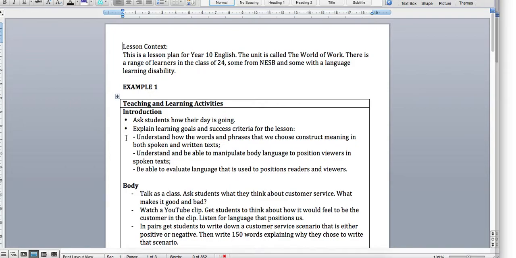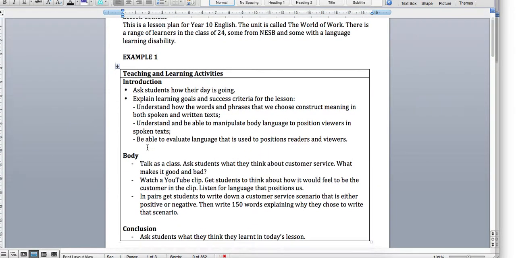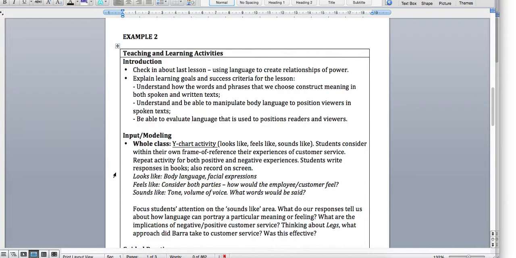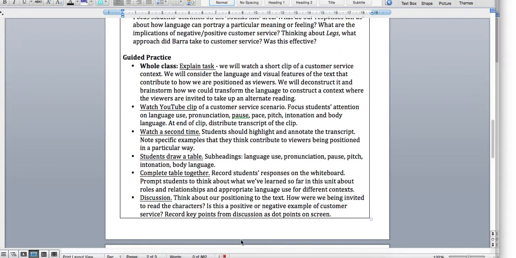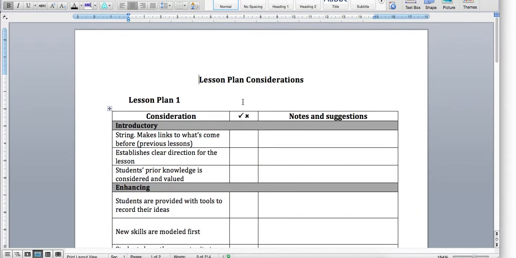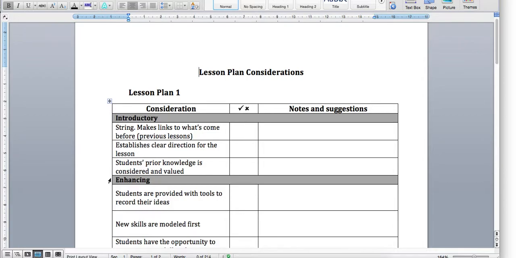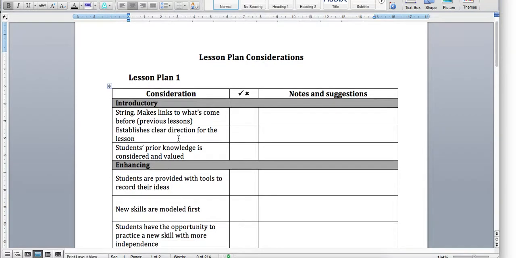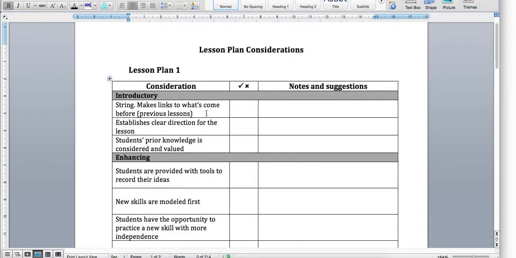Okay, so you've read the lesson plans, and you probably would have noticed that they're quite different. They're teaching the same thing, but the teachers have gone about planning for them in very different ways. Your job now will be to go through and use these kinds of considerations, as well as any others that you can think of, to assess the strengths and weaknesses of each lesson.